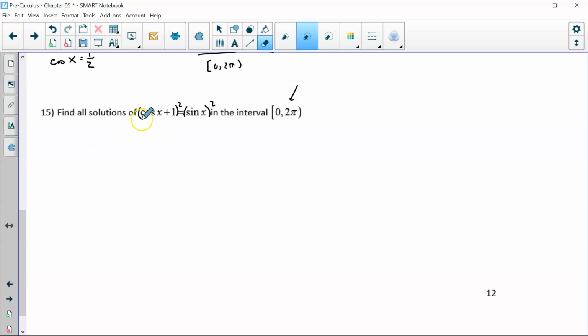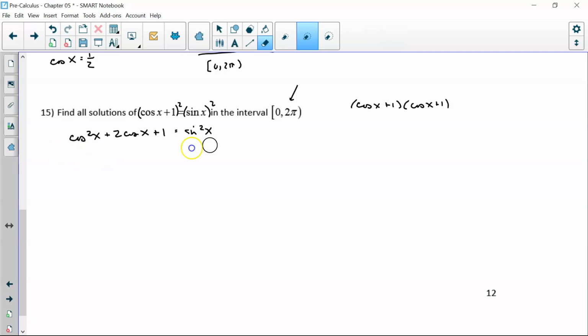So when we square the cosine of x plus 1, remember that it's the cosine of x plus 1 times the cosine of x plus 1. So be careful when you multiply those. You get cosine squared x plus 2 cosine of x plus 1 equals the sine squared of x. Want to get everything on the one side. Subtract sine squared x from both sides.